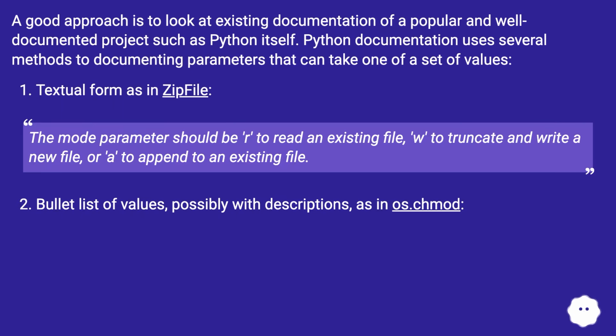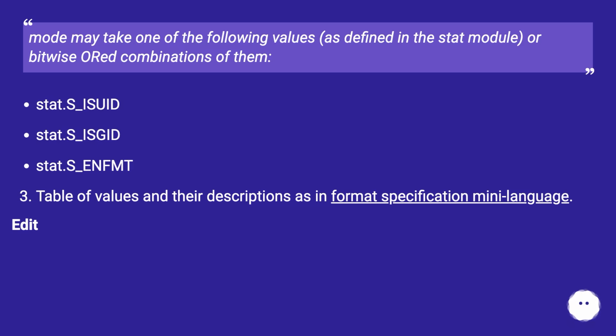Bullet list of values, possibly with descriptions, as in os.chmod: mode may take one of the following values, as defined in the stat module, or bitwise ORed combinations of them. stat.S_ISUID, stat.S_ISGID, stat.S_ISVTX. Table of values and their descriptions, as in the format specification mini-language.